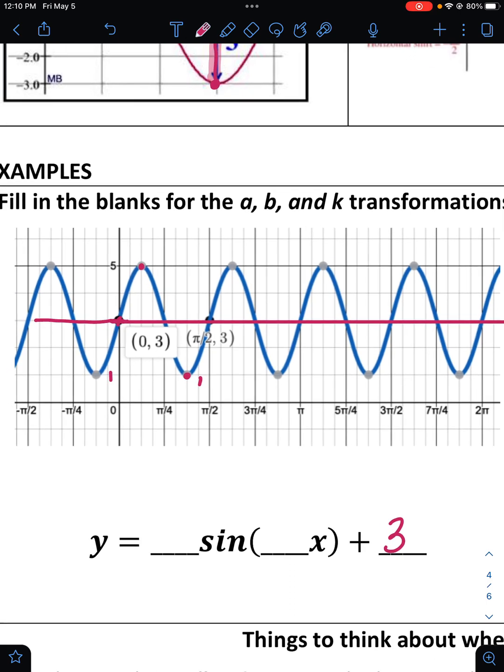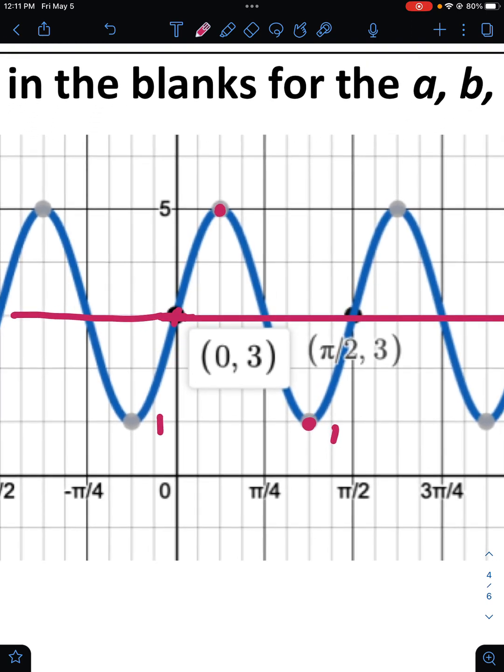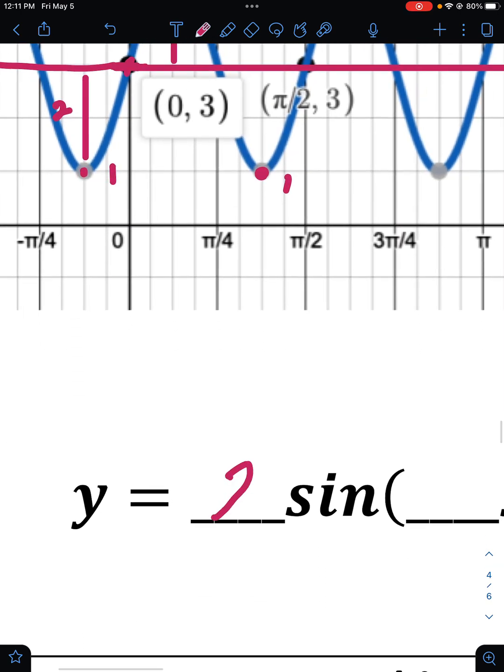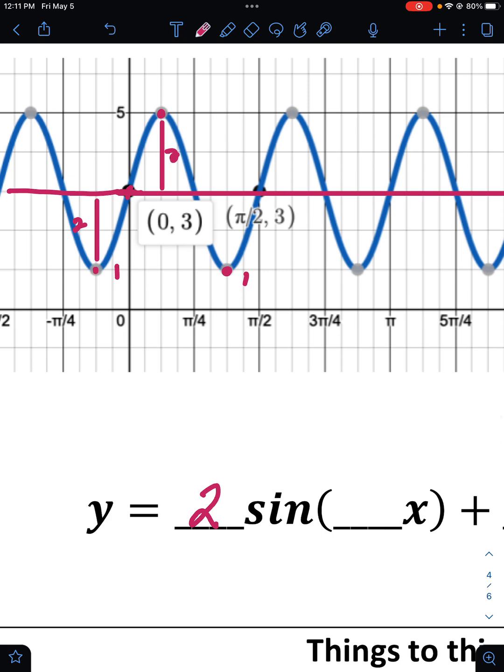Now we're going to take a look at the amplitude. So the amplitude is just this vertical distance, or this vertical distance, either one. It should be the same distance. So the distance from 1 to 3 or from 3 to 5 is 2. So our amplitude is 2. So it got stretched. It's twice as skinny as our parent function would be.